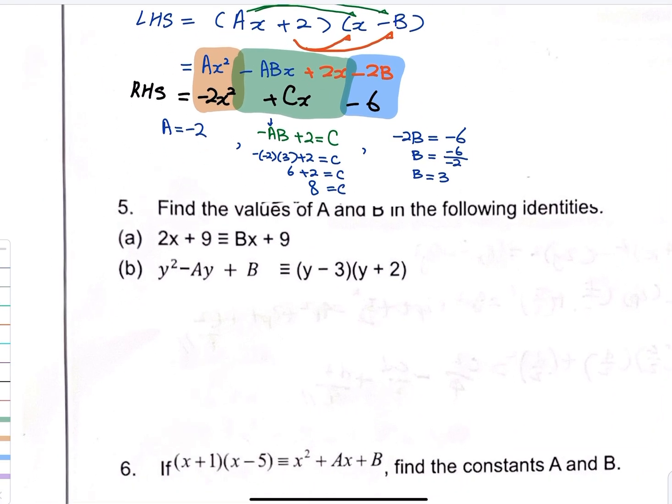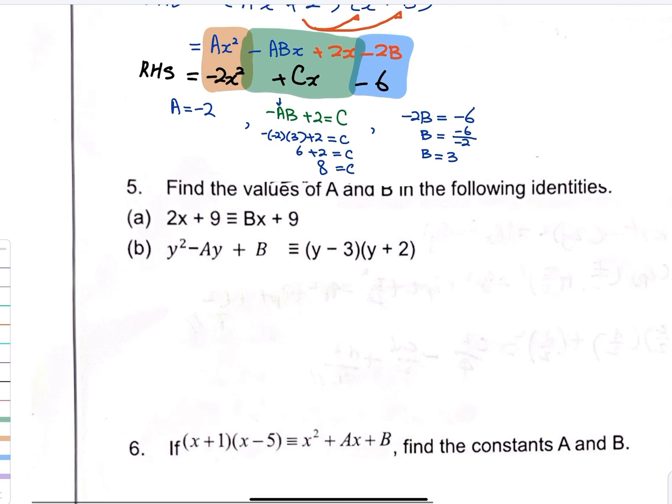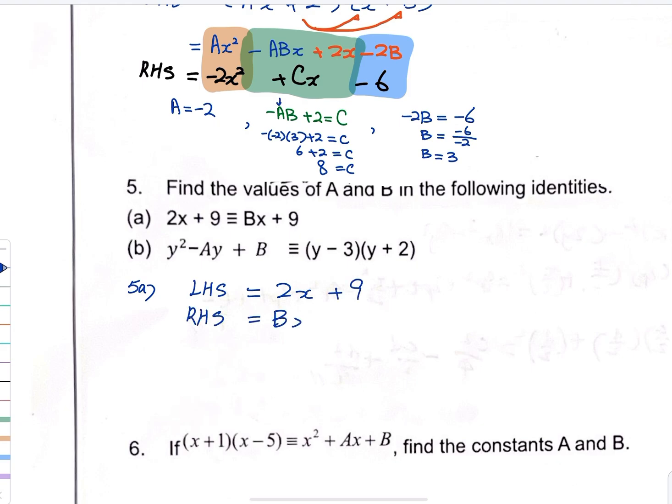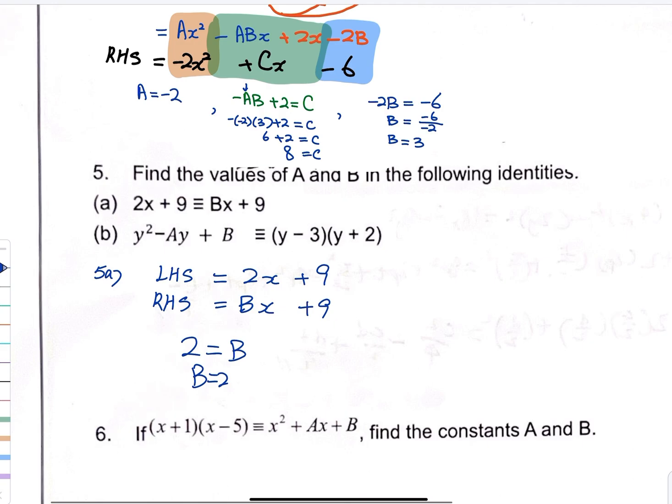Next, we already know that the following are identities, and we also see the triple equal sign, so we do it easily. Part A first. Left hand side, we know it is 2x plus 9, and the right hand side, we know it's bx plus 9, and since it's an identity, this will equal this. So 2 equals b, or we could say b equals 2. Same goes for part B.